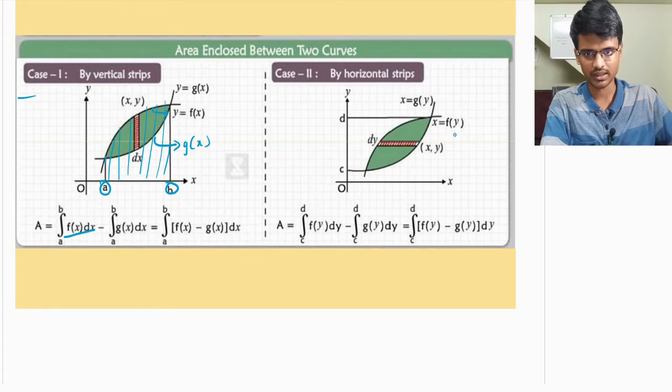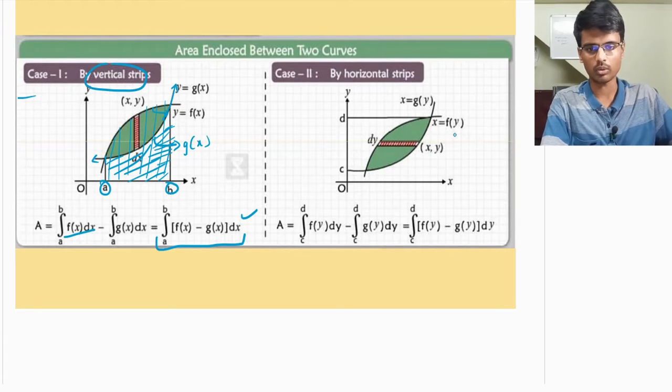Then we subtract the area that is bounded by this g of x curve and our x-axis, that is this area. We subtract this, then we'll get our green region. So that is what we have done here: integral of f of x minus g of x dx. This is for vertical strips. Whenever we are doing vertical strips, it is with respect to dx. It is y dx. Okay, remember.